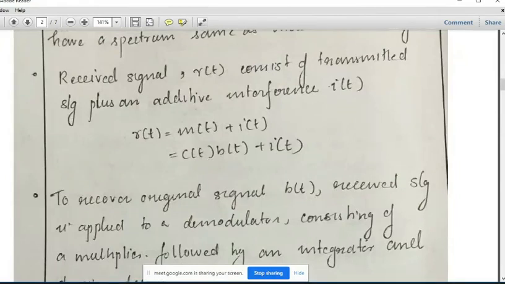Now to recover the original signal B of t. Here this is our received signal. From this we have to recover the original signal B of t from this received signal R of t.